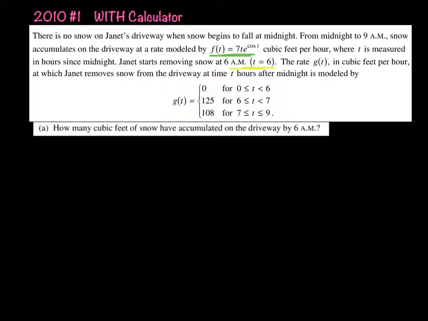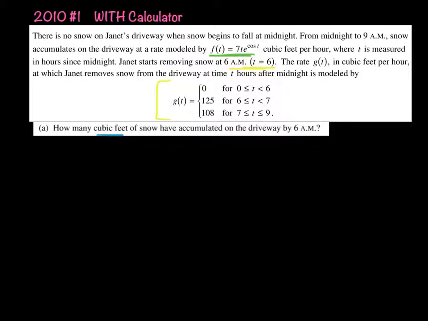And the rate at which she removes the snow is modeled by g of t. And that's this, which is clearly a piecewise function. Okay, so part A says, how many cubic feet of snow have accumulated by 6 a.m.? So we're just talking about the accumulation, okay? We're talking about how much snow, how many cubic feet total. So that's talking about taking the integral of the rate at which it's falling.